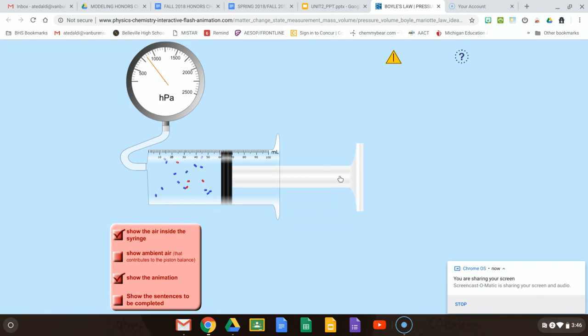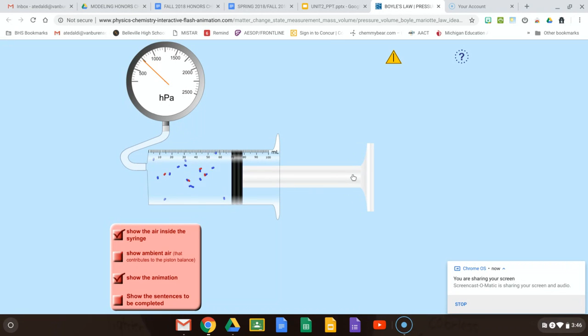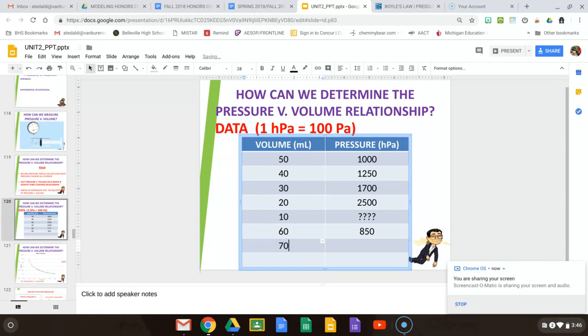So if I go to 60 milliliters, it looks like my pressure has dropped to about, let's see, 900, 850 hectopascals. So if I went to 60, I get 850 hectopascals. If I open it up to 70, I get about, let's see, 750 hectopascals. So if I move it to 70, I get 750 hectopascals.